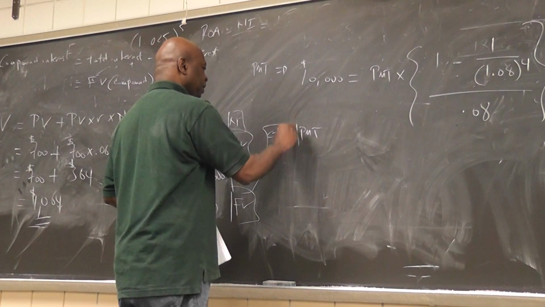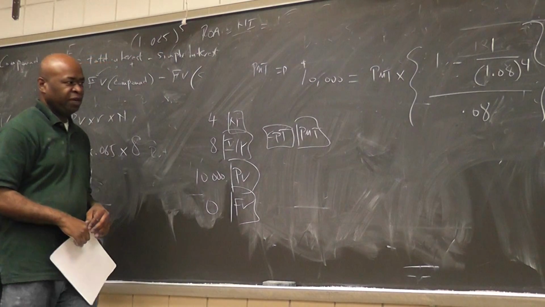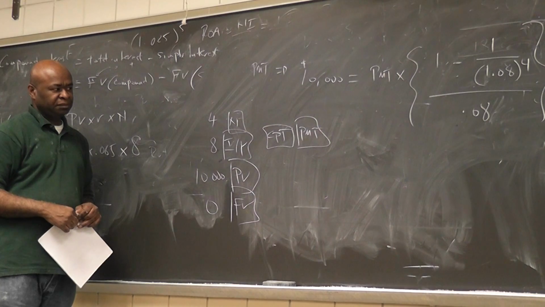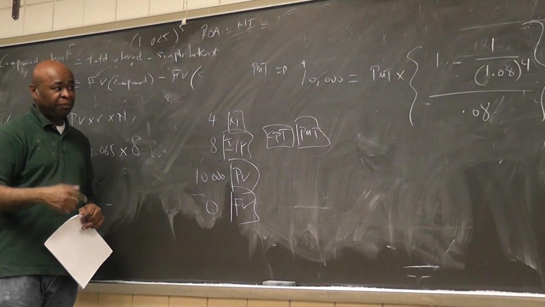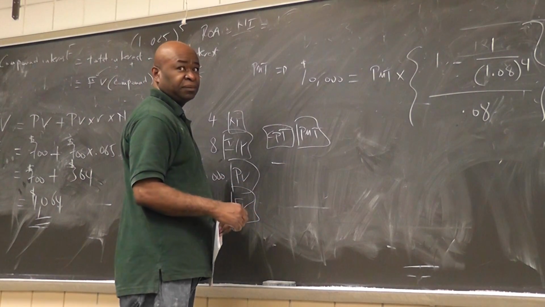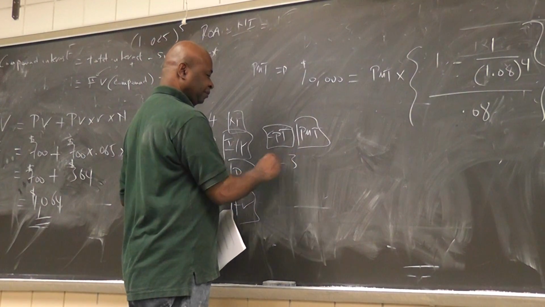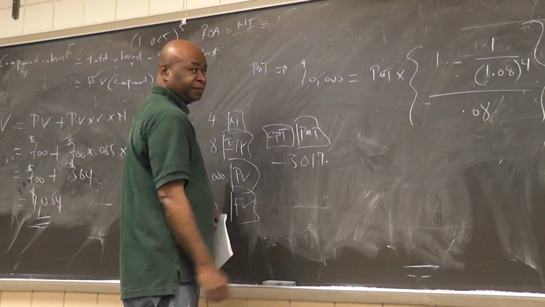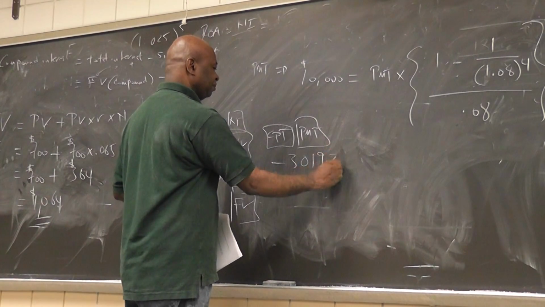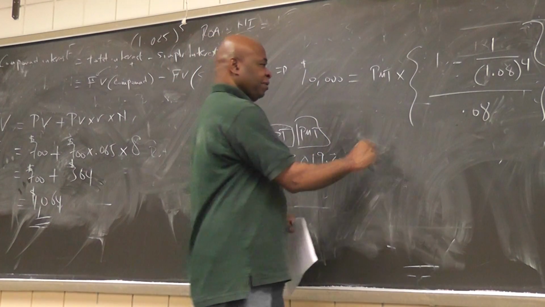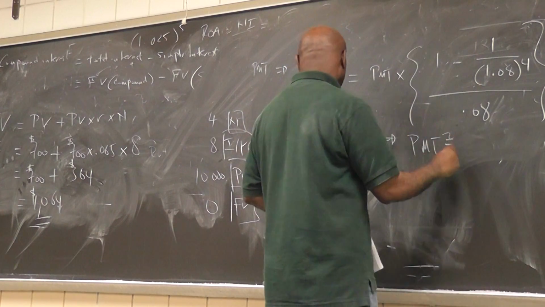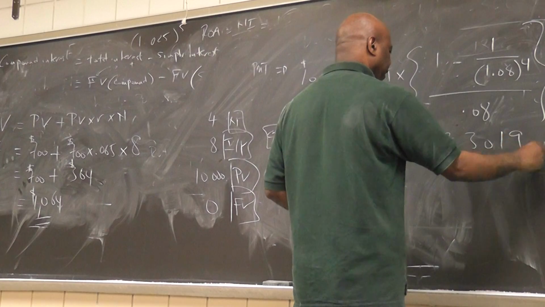And then, of course, PMT on the calculator will give you a negative number. So what is that? Negative 3,019 point something, 3,019.2. Okay. So here, I said that payment is about 3,019. Do you agree?